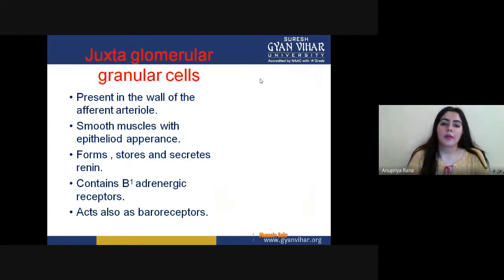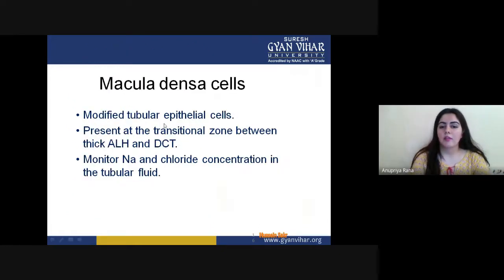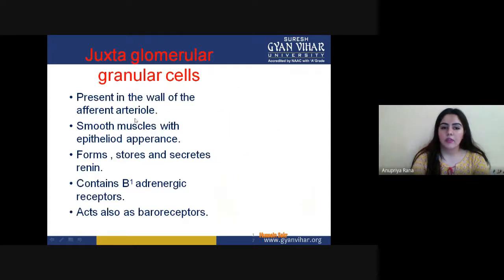Now, the juxtaglomerular granular cell. This is the second kind of cell which we have to see. They are present in the wall of the afferent arterioles, not in the transition zone as the macula densa is. They are present inside the afferent arteriole. They are smooth muscles with epithelioid appearance. So they are smooth muscle-like structures, but their appearance is epithelioid, like epithelial tissue. They form, store, and secrete renin.